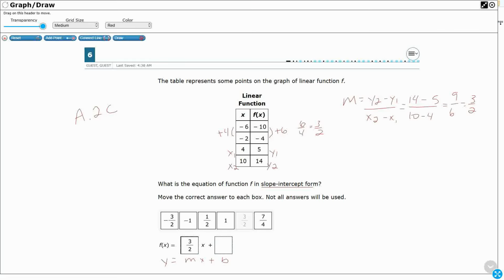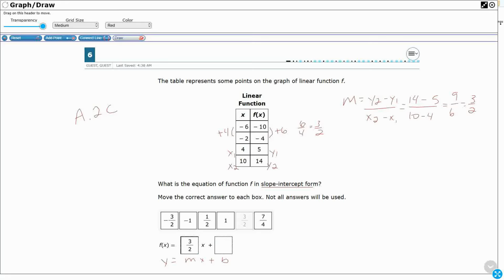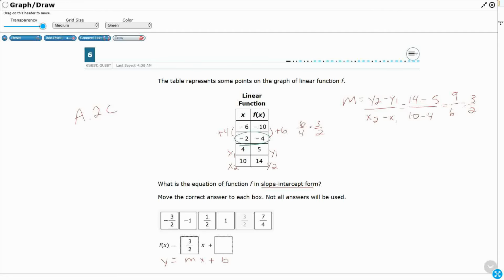Now we need a b. And so we can pick any of these values. I'm just going to pick, I haven't used those two yet. Let's plug those in. And so our negative 4 is going to be our f of x. We're going to plug it into this equation down here. Negative 4 is our f of x. We just figured out that 3 halves is our m. Our x is negative 2. And then we simply need a plus b. B is the only variable, so I can solve for b.